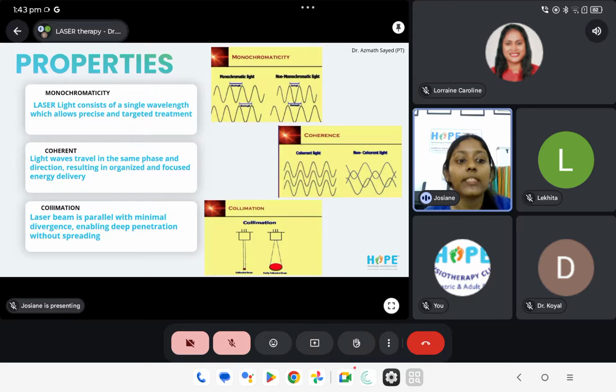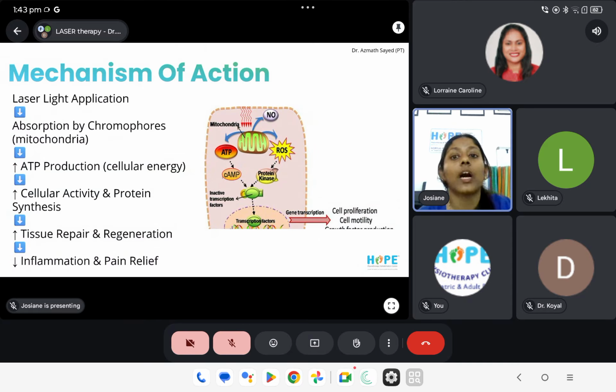Collimation is when the laser beam is parallel with minimal divergence, enabling deeper penetration without spreading. So monochromaticity, coherence and collimation are the three properties of laser. Now, how does this laser therapy work?